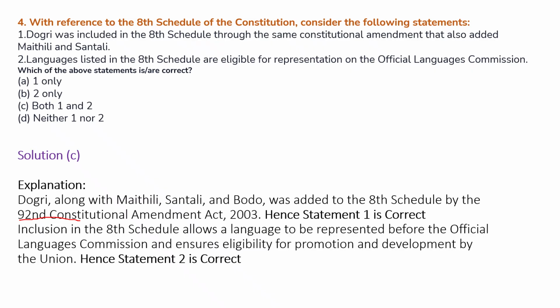These languages were added as follows: through the 21st Amendment Act 1967, Sindhi was added, and through the 71st Amendment Act 1992, Konkani, Manipuri and Nepali were added. Through the 92nd Amendment Act 2003, Bodo, Dogri, Maithili and Santali were added.